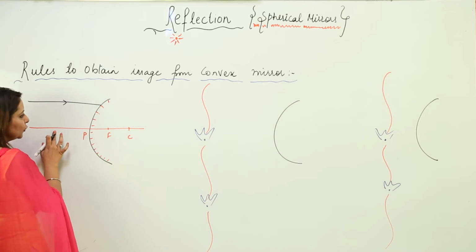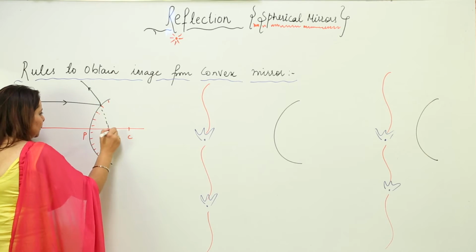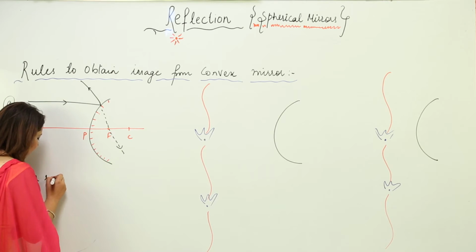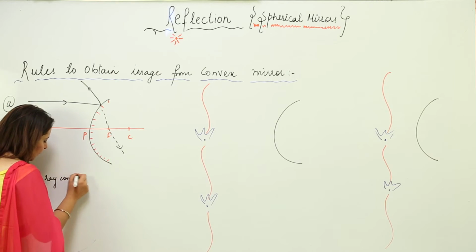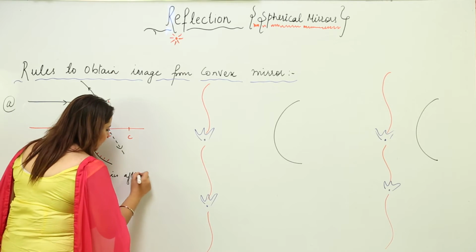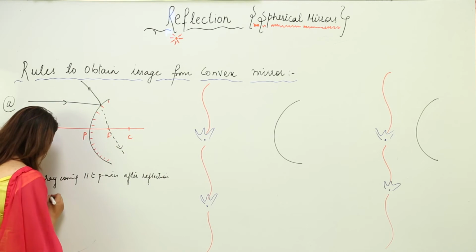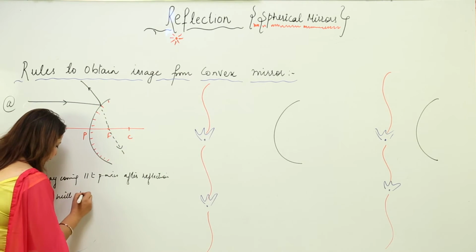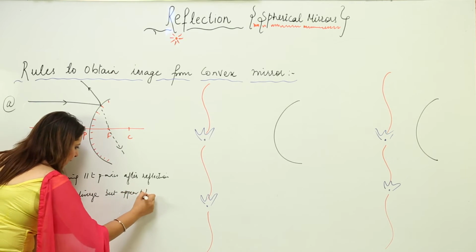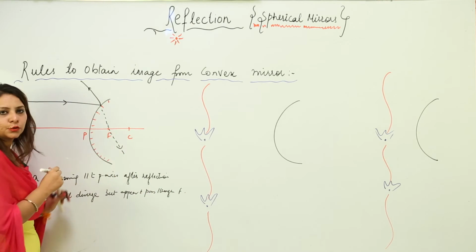This ray is coming parallel to the principal axis. So after reflection it is going to diverge but appears to pass through F. We will see that. That means a ray coming parallel to the principal axis, after reflection, because it is a diverging mirror, will diverge but appear to pass through F, appear to pass through this.